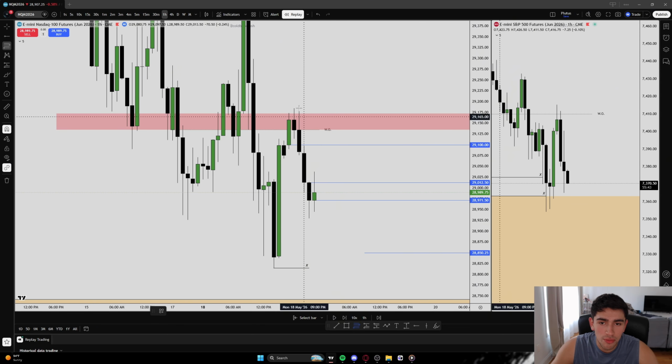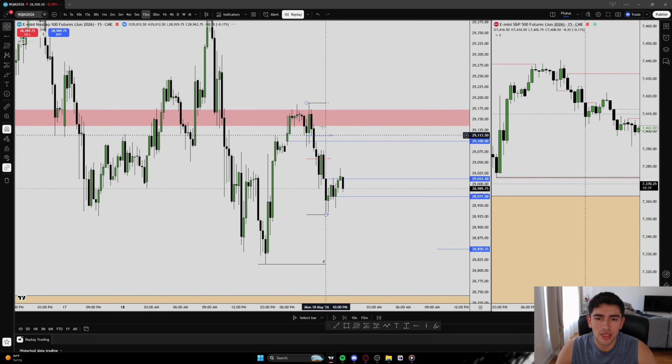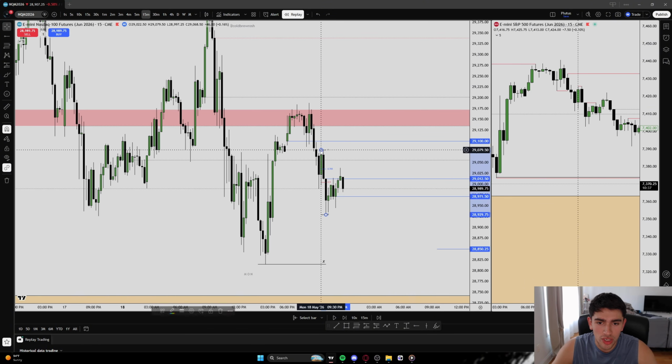So I don't need to see equilibrium here. Why? Because we have time and price aligned, plus another reason being that we do have lower time frame structure as well here. We have this 15-minute from this internal to the low.